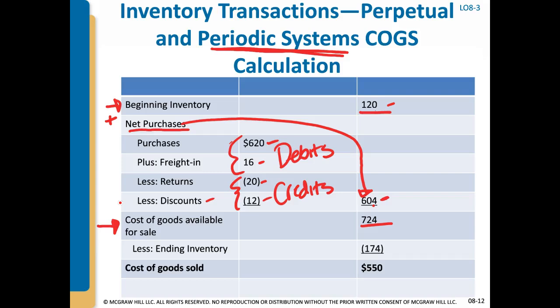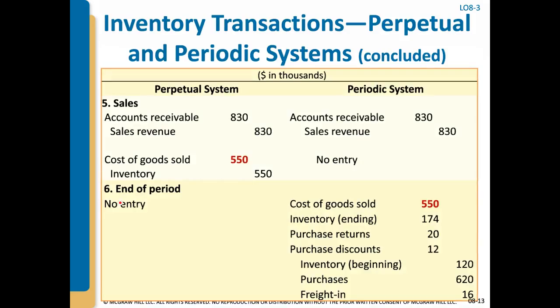Our formula is beginning inventory plus net purchases minus ending inventory. So that's why we have less. The problem tells us that our ending inventory is 174, and therefore our cost of goods sold is $550,000. This perpetual side didn't change from the previous slide. We had already booked cost of goods sold for $550,000 under the perpetual system as soon as we made the sale. Under the periodic, we had no entry. So this is what we're doing now.